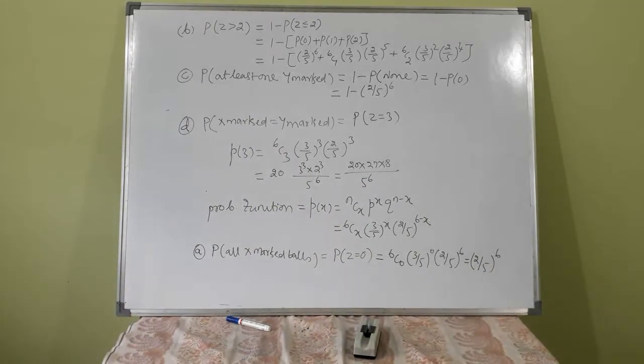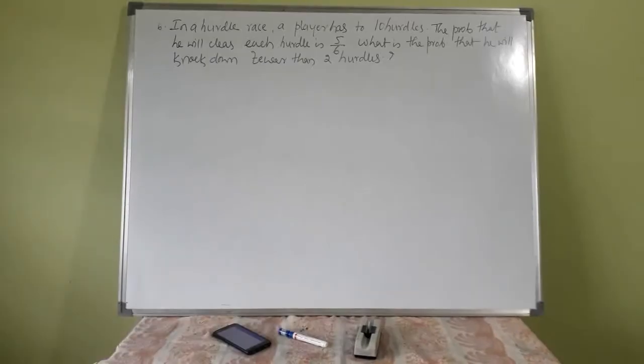So these are the probabilities. Okay, the next one: in a hurdle race, a player has to clear 10 hurdles. The probability that he will clear each hurdle is 5 by 6. What is the probability that he will knock down fewer than 2 hurdles?